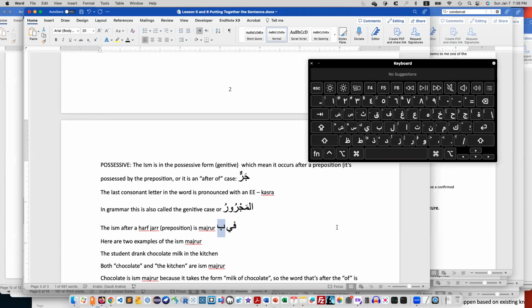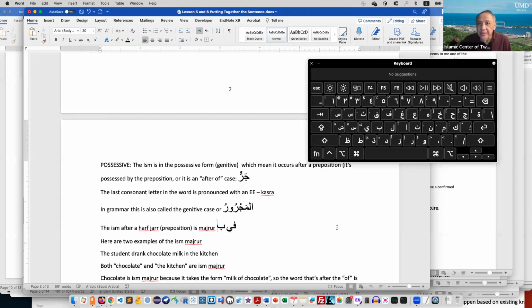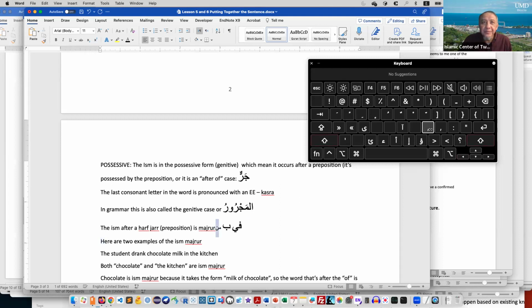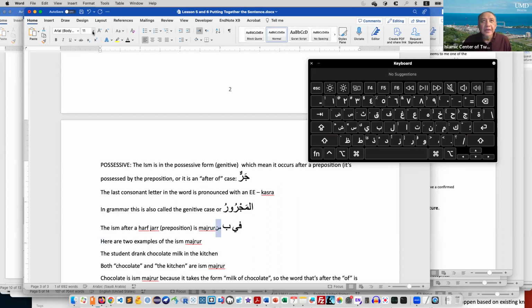Say it again. It's from, yes, min. Very good. Write that down here. I'm min Malaysia, for example. We'll go into it in a minute. Min can also mean off. Min has several meanings. One of them is from, and it can also mean off as well. So let's go on.